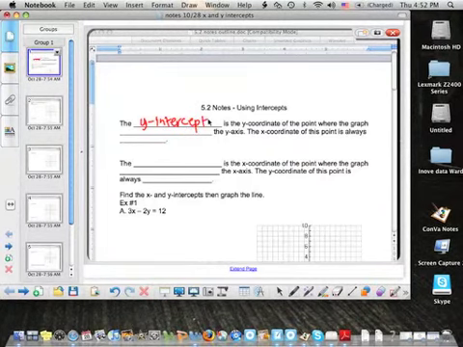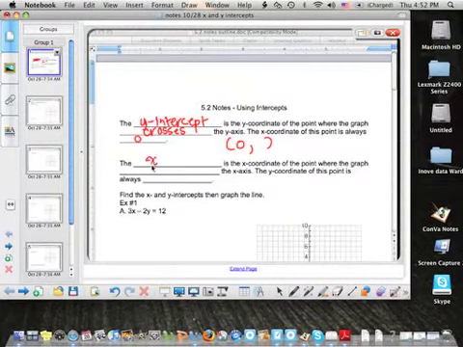The y-intercept is the y-coordinate of the point where the graph crosses the y-axis. The x-coordinate of this point is always 0. So what that means is if you have an ordered pair and it is the y-intercept, then your x value in it is going to be 0, and then the y value would be something else.